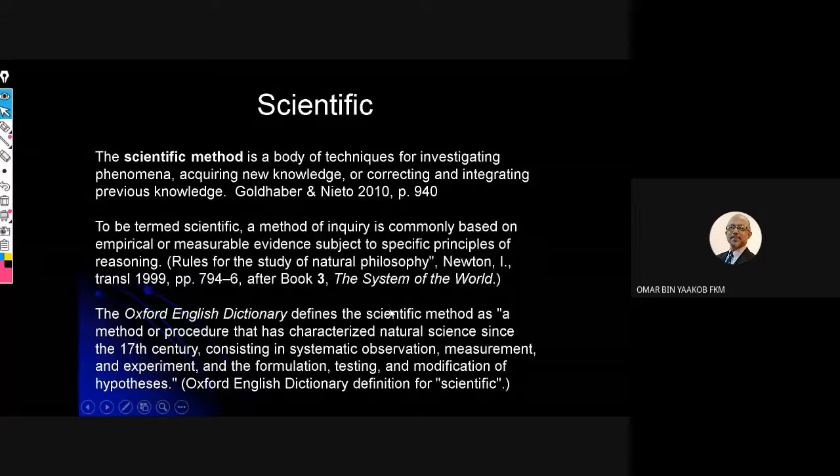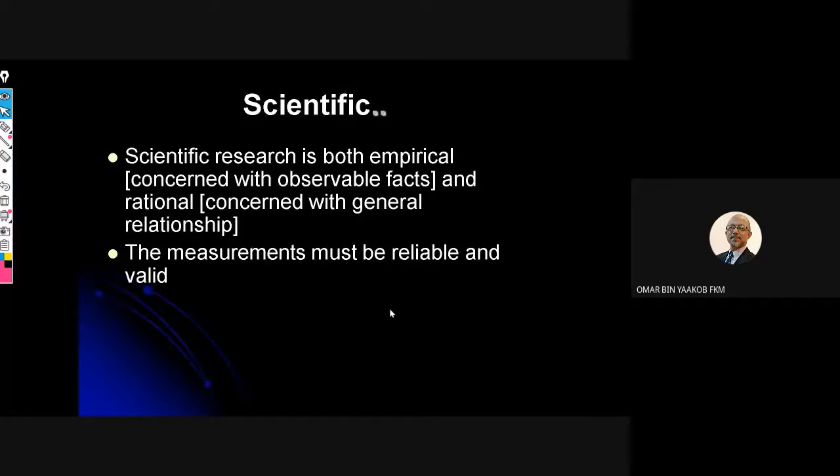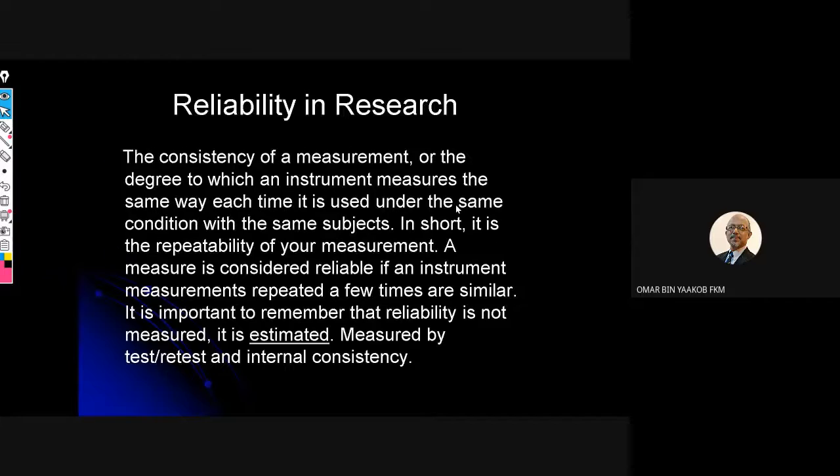So it's not something that you just think up. Okay. So scientific method here is both empirical, concerned with observable facts, and rational, concerned with general relationships. So rational means you can explain logically based on whatever present theory and so on. It is empirical because it is based on something that we can measure, something that we can observe. Yeah. Okay.